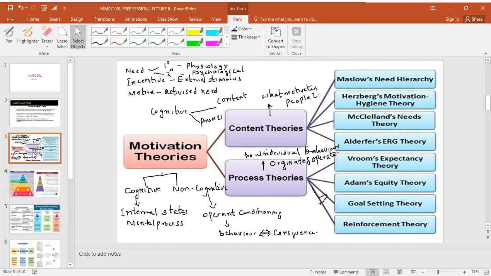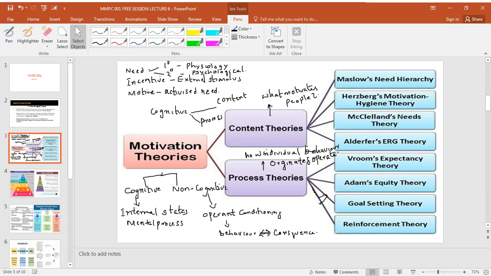So depending upon the consequences, the individual behaves. That is known as operant conditioning. So that is a non-cognitive model. We will discuss operant conditioning and classical conditioning, which come under learning theory.